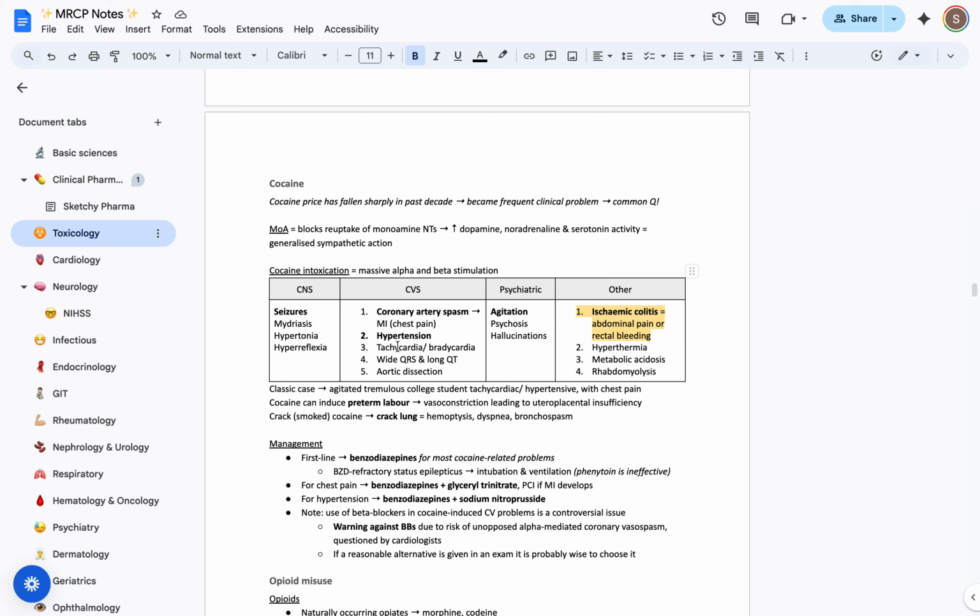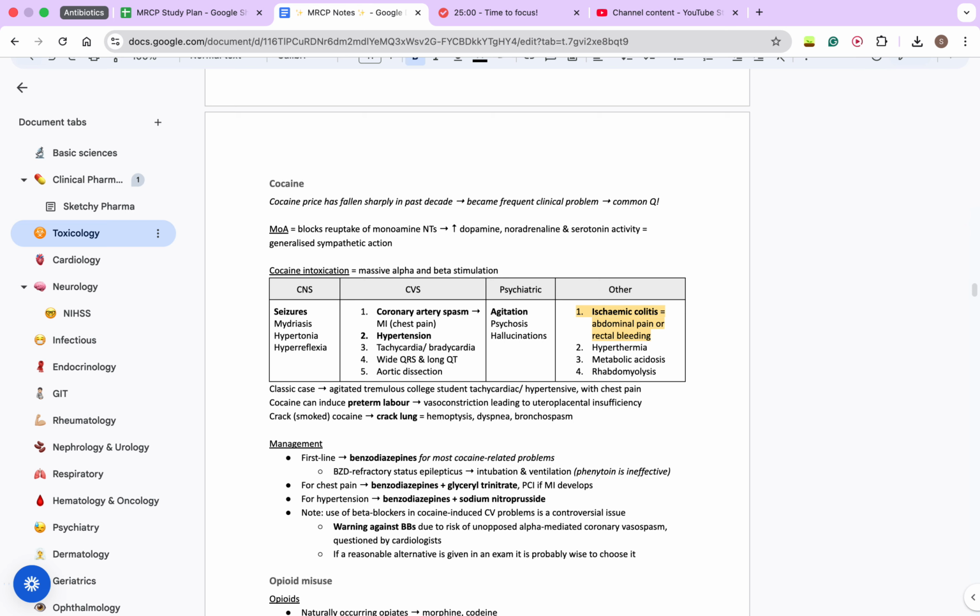The classic case is basically a college student who's agitated, tremulous, tachycardic, hypertensive with chest pain. Cocaine could also induce preterm labor in pregnant patients. And then if someone smokes cocaine, which is crack, they will have crack lung. So crack lung will lead to hemoptysis, dyspnea, and bronchospasm.